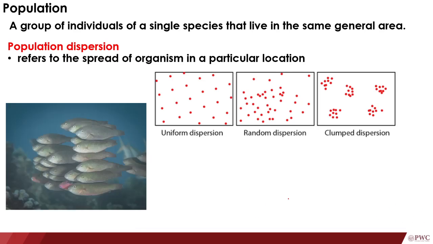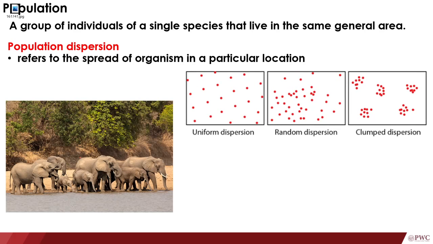How about this one? Here we have schools of fish. A school of fish is a group of fish that is together. So this one is obviously a clump dispersion because they form a clump, or they form a group.